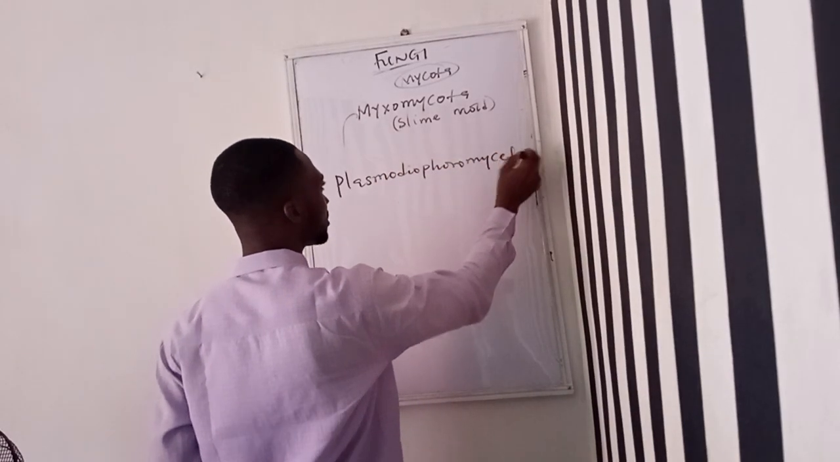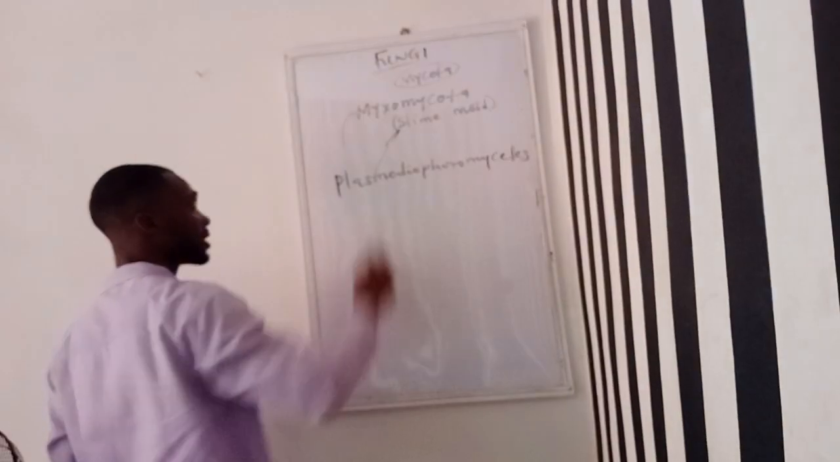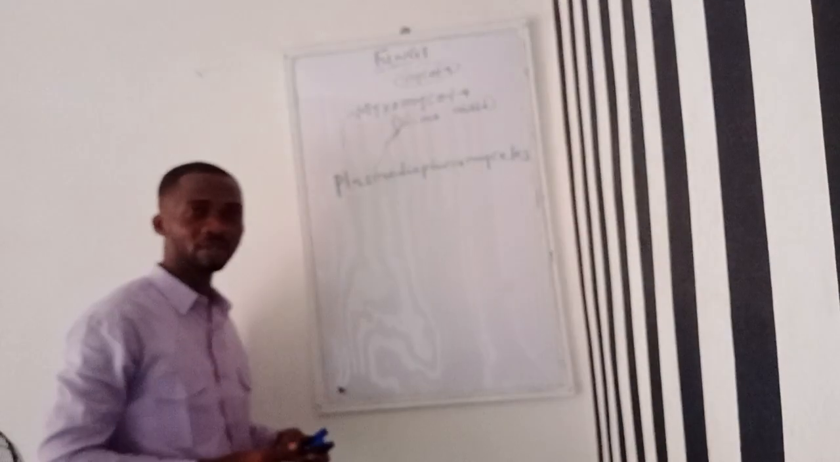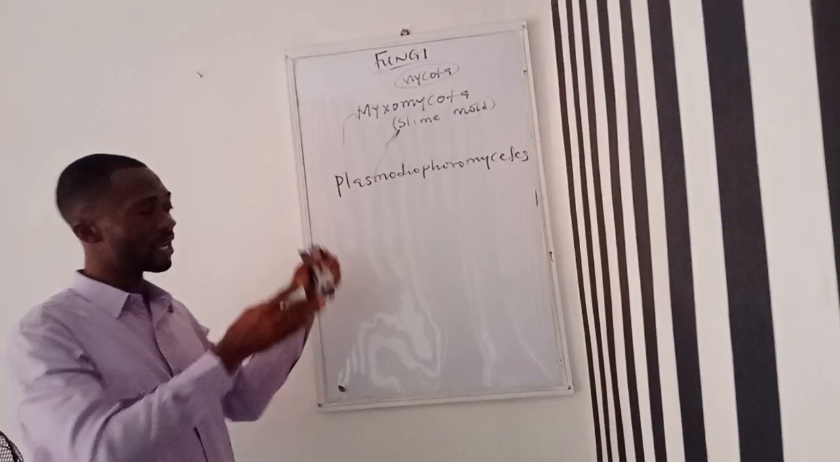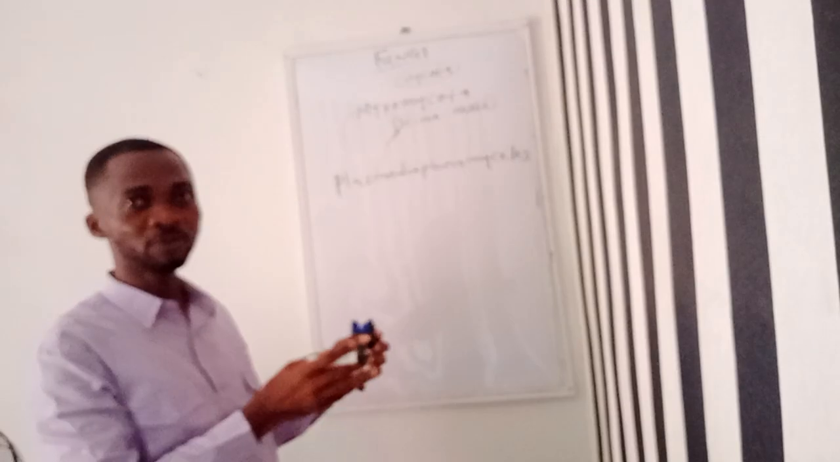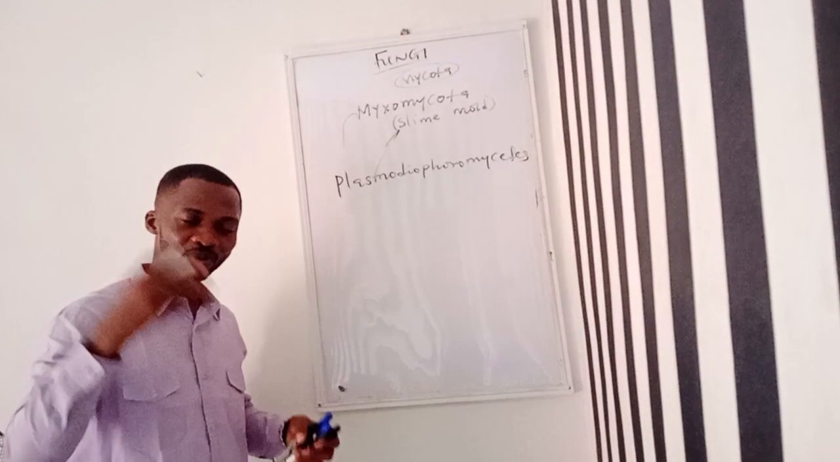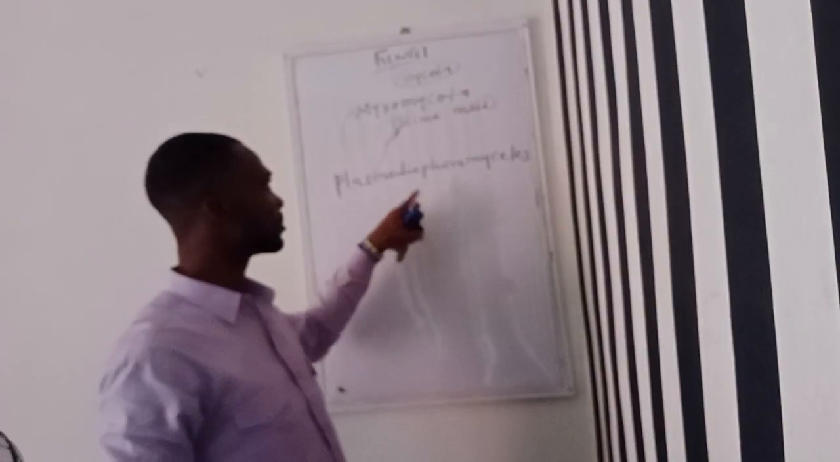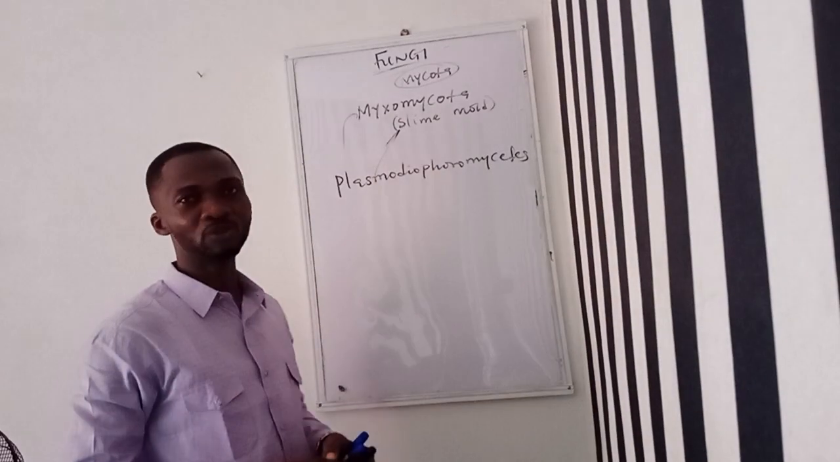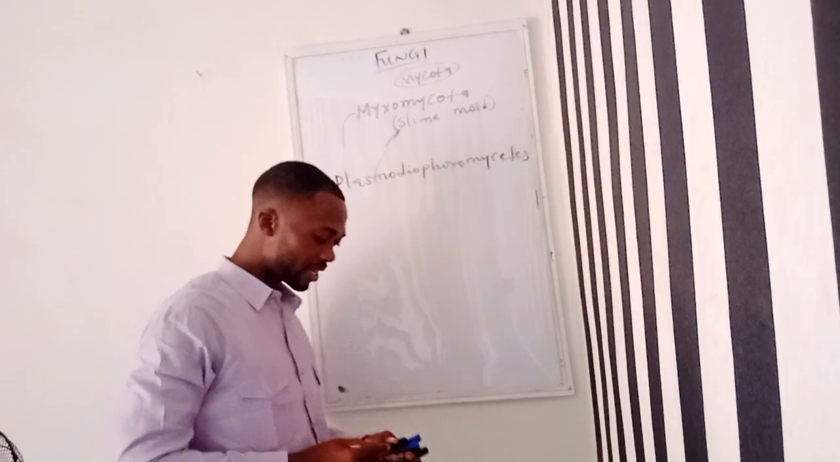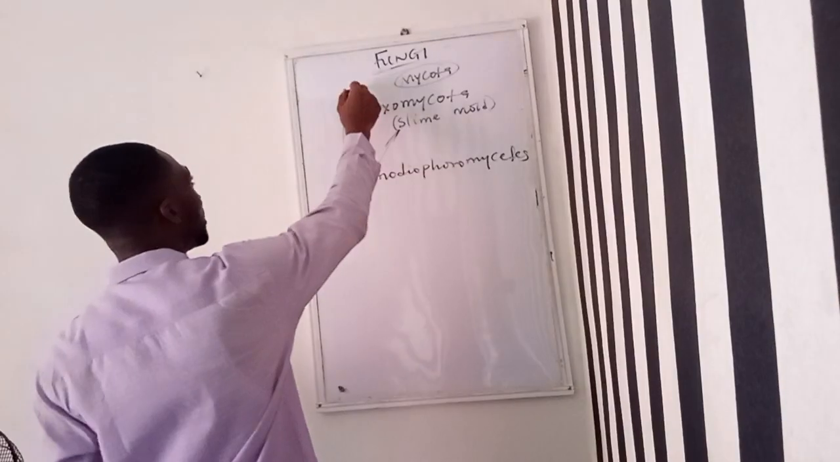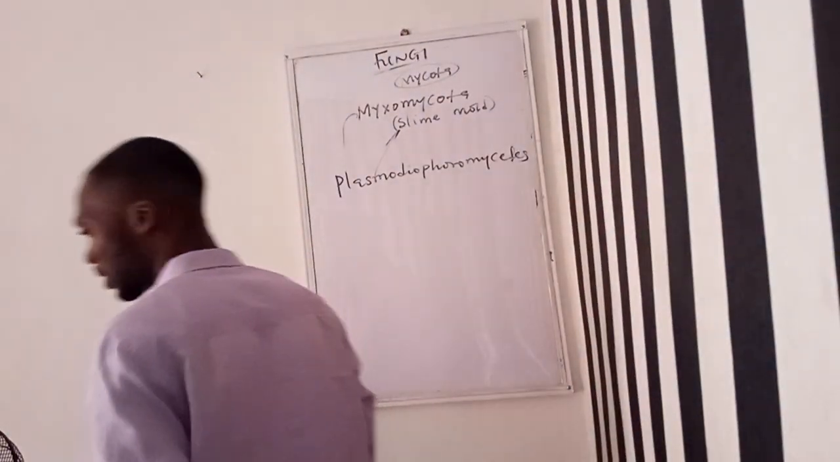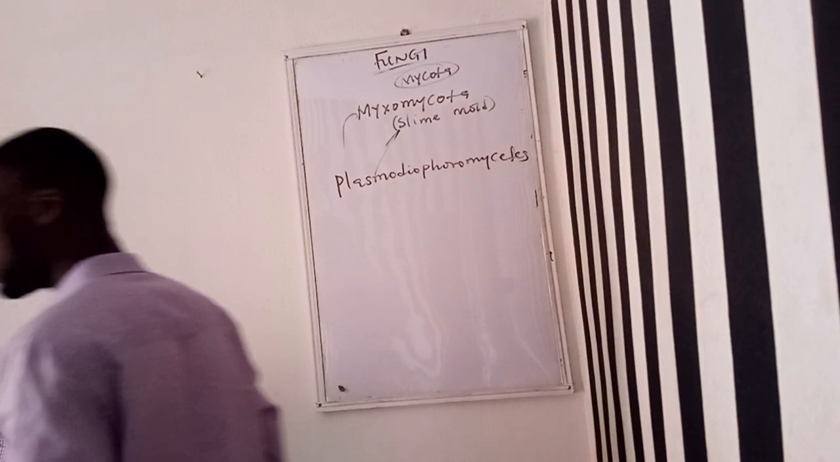Plasmodiophragmites. These Plasmodiophragmites were also formally classified under Mycota because of these characteristics I've just shared. But in modern classification, science keeps evolving. So in modern classification, this group is no longer classified under Mycota. They have a separate group of themselves. But let's concentrate on the Mycota, which are the true fungi. Let's concentrate on the true fungi.